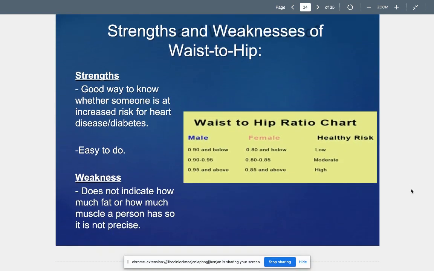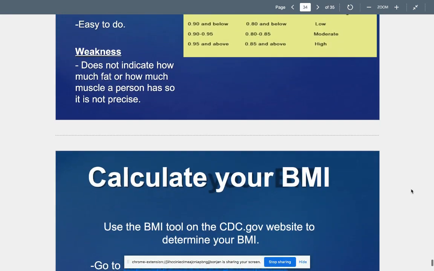strengths and weaknesses of waist to hip. Some strengths. It's a good way to know whether someone is at increased risk for heart disease or diabetes. It's really easy to do, but the weakness is it does not indicate how much fat or how much muscle a person has, so it's not super precise. It's giving you your ranges there, and just going from a male from 0.9 and below to 0.95 and above, that's not a big wide range of numbers, so it's kind of tight along that scale.